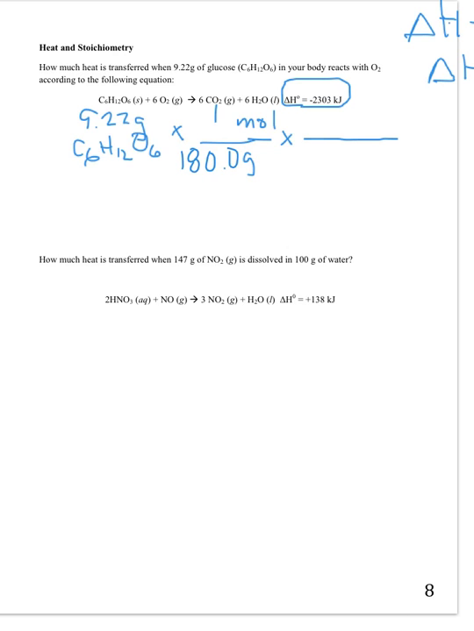All right, so our next step is then to figure out how much heat would it take if we had 1 mole's worth of sugar. So according to our equation up here, for every 1 mole of glucose, we have negative 2303 kilojoules. So our conversion is, for every 1 mole, there's negative 2303 kilojoules.